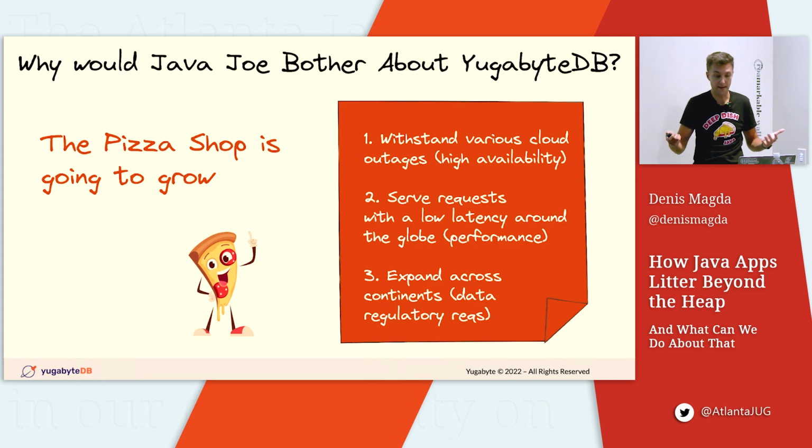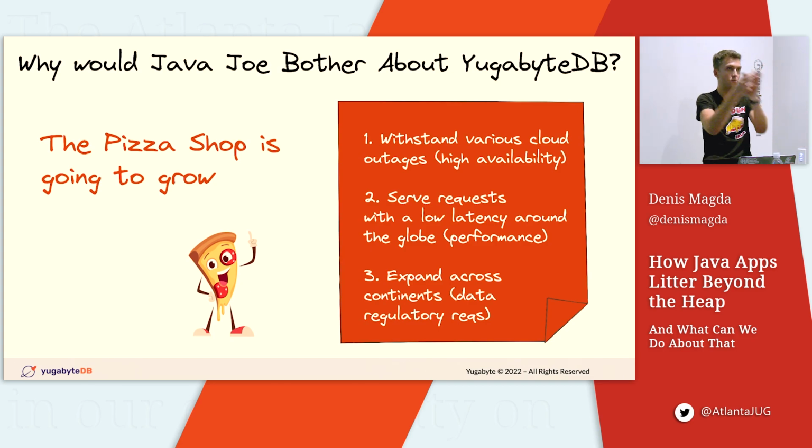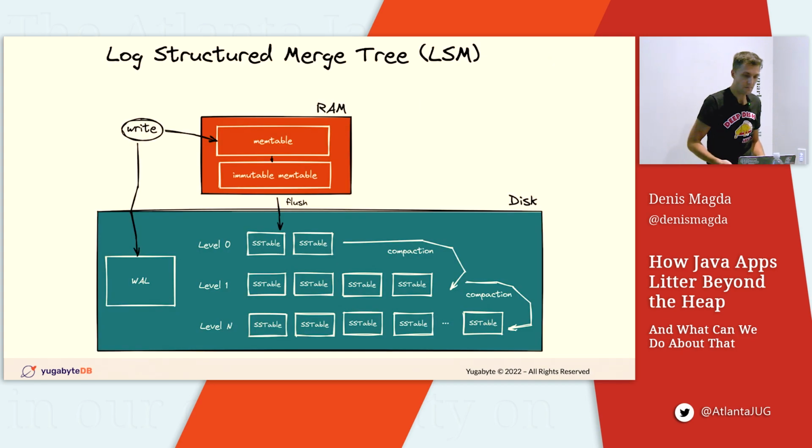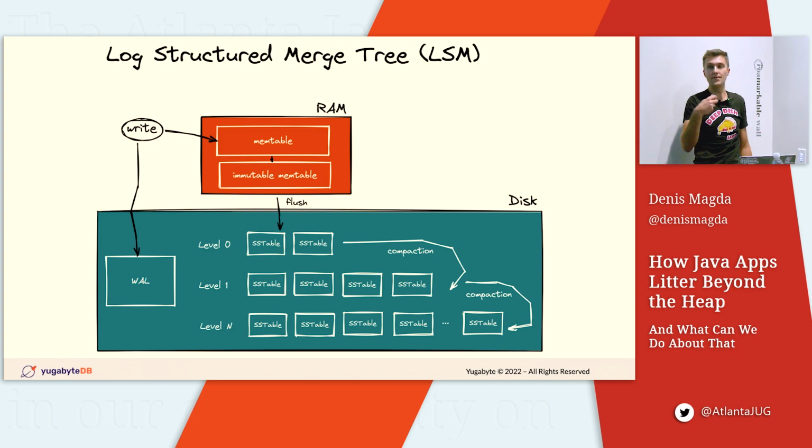And you can expand across continents by complying with data regulatory requirements, because you can decide if this data belongs to the one who lives in the European Union, these records have to be located on the servers in the European Union. The other data, let's say, can be in the United States or somewhere in Asia. And YugabyteDB is an LSM-based tree database. Has anybody heard about LSM trees? Like Cassandra. Cassandra is a good example of a database that uses LSM trees.